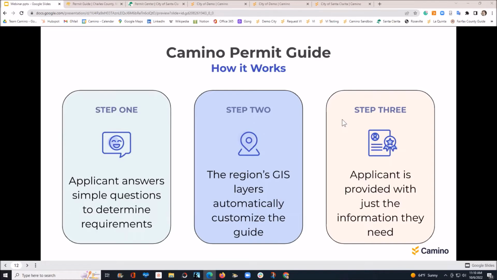And the challenge was no one read it because it was 21 pages and they'd end up calling them anyway. But with Camino, we're bringing in your GIS layers. So we don't have to ask them, are you in a flood zone, or are you in a historical district, or is your property even zoned for this type of work? We just say, what's your address, right? And based on the different type of permit they're applying for, or business license, we ask specific questions, right? Simple questions that a resident can answer. How big is your shed? Those simple types of questions. And at the end of the day, from that, we lay out a guide customized just to them.